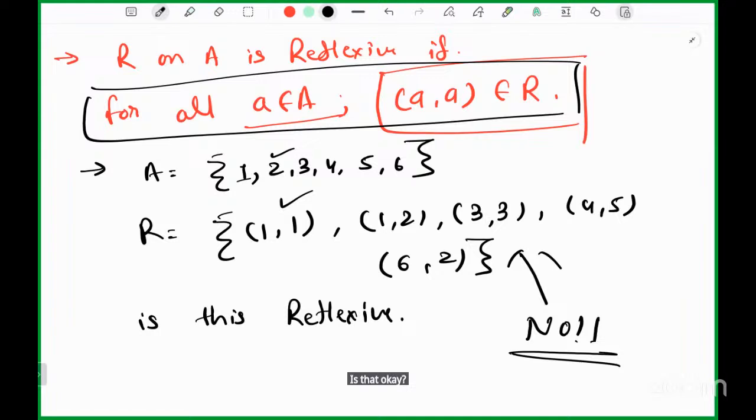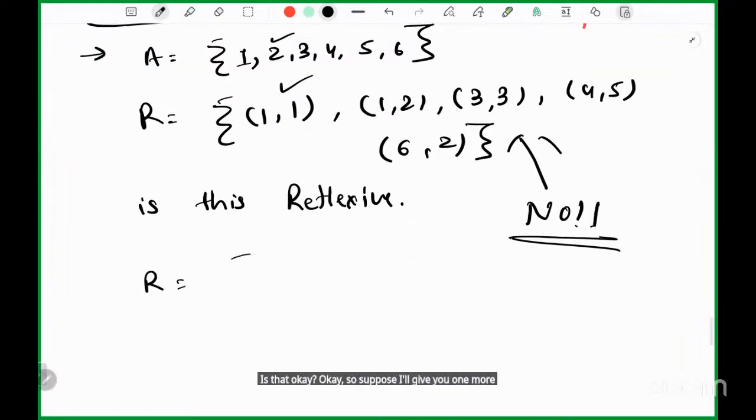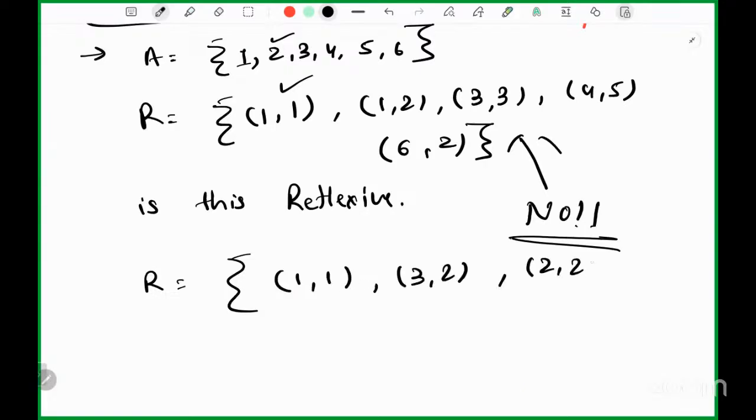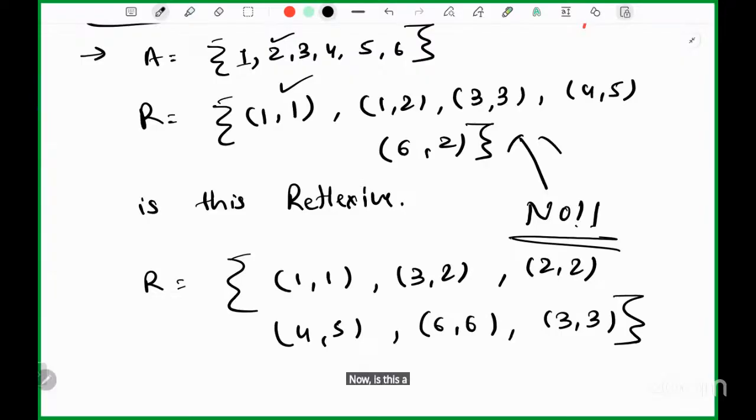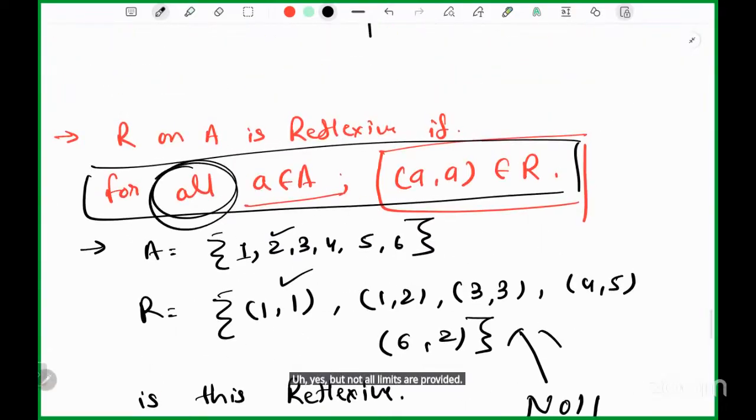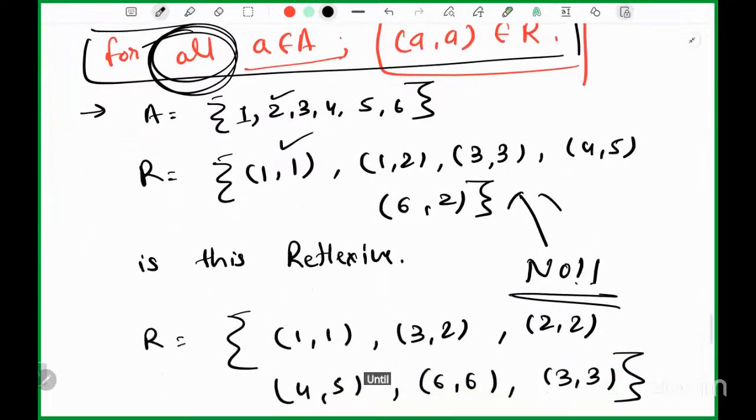Okay, suppose I'll give you one more example. Now, is this a reflexive relation? Yes, but not all elements are covered here. So how would it be reflexive? See, reflexive means for all a the reflexive pair must be there, otherwise it's not a reflexive relation. So this is not reflexive.